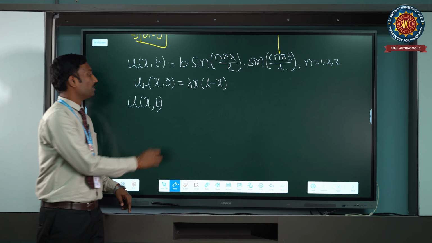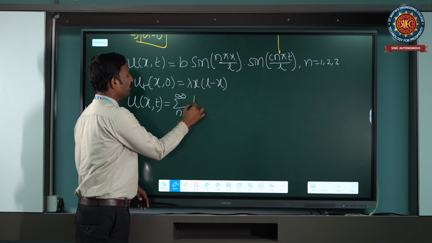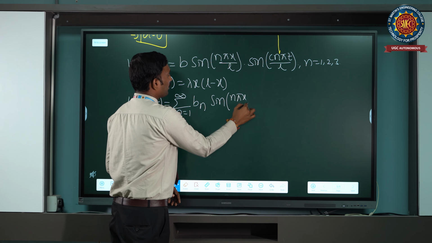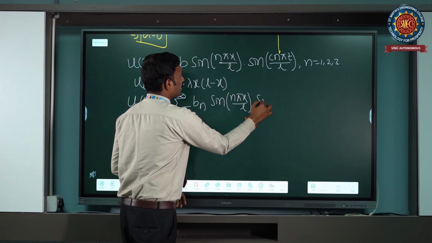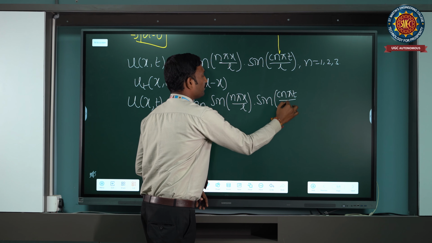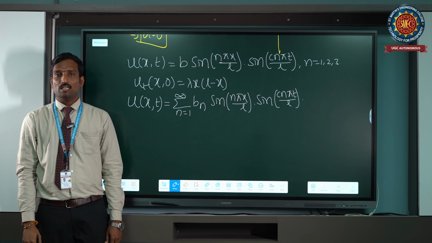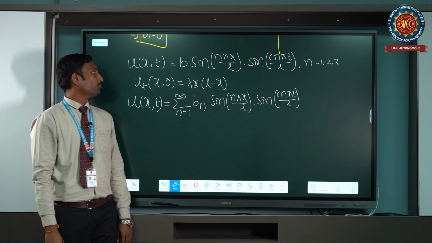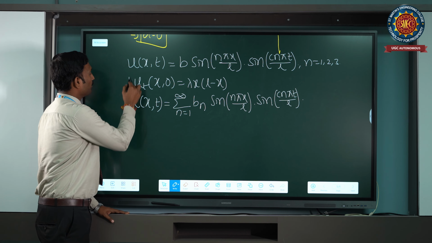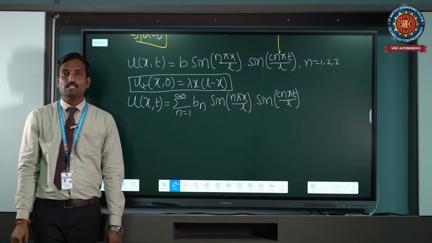It is u of x comma t is equal to summation n is equal to 1 to infinity bn sine n pi x by L into sine Cn pi t by L. This becomes the solution for all the n values, that is a combined solution for all n values. Now we can apply the boundary condition here. What is the boundary condition? It is ut of x comma 0 is equal to lambda x into (L minus x).